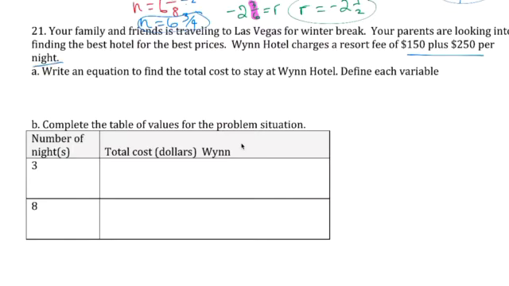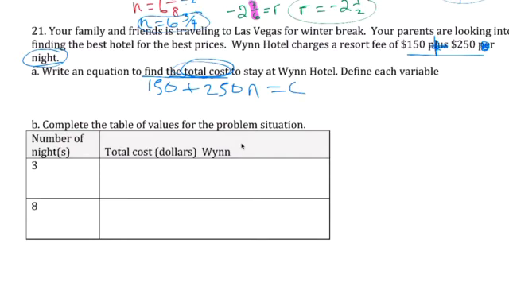Okay, you and your family are traveling to Las Vegas for winter break. Your parents are looking into finding the best hotel for the price. Wynn Hotel charges a resort fee of $150 plus $250 per night. So write an equation to find the total cost to stay at the Wynn Hotel. So $150 plus $250n for nights equals, we want to find the total cost, so C.